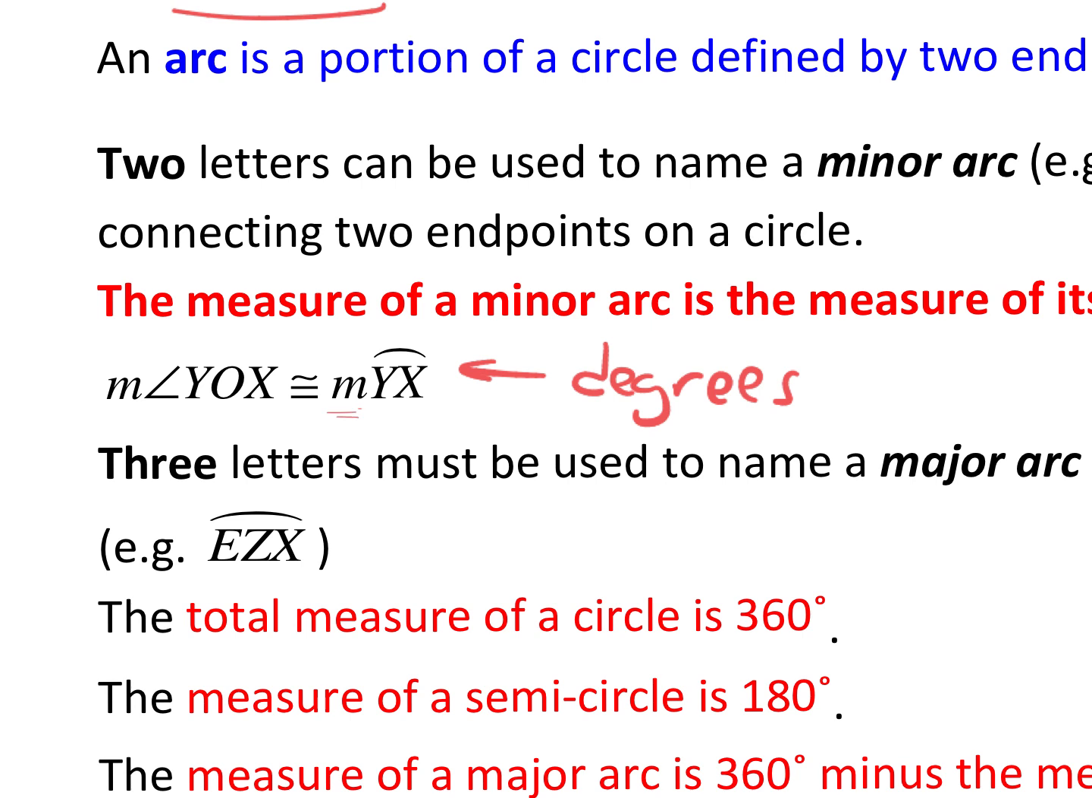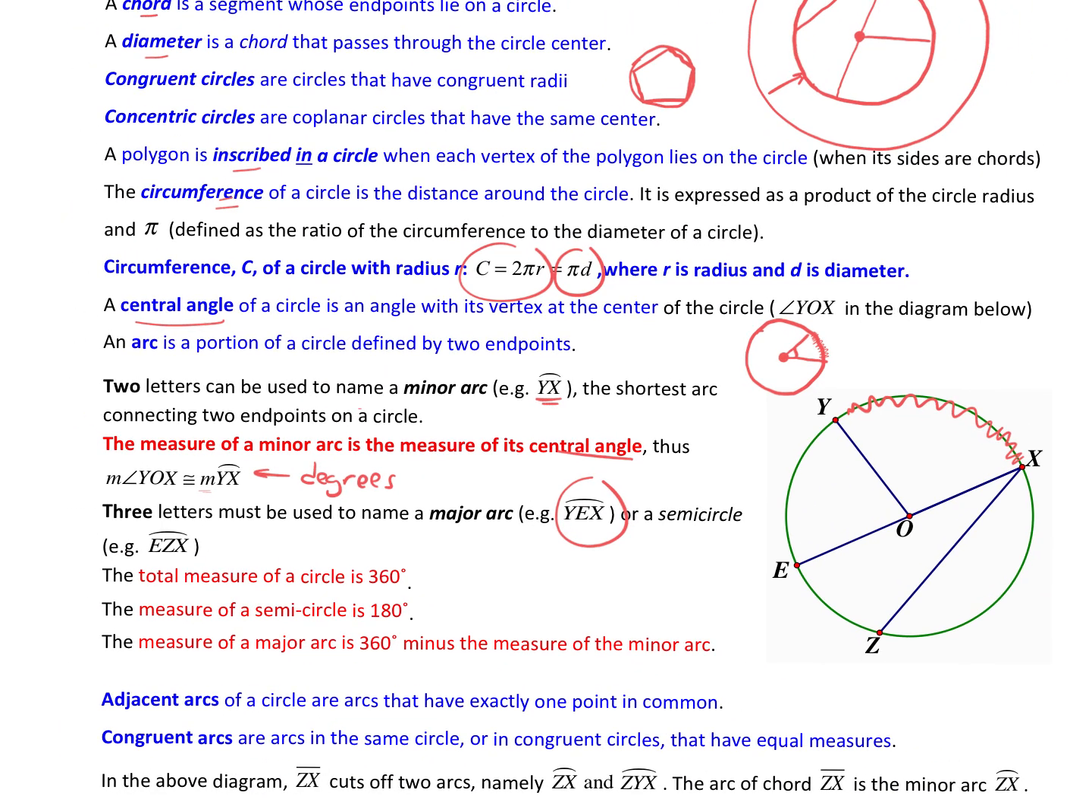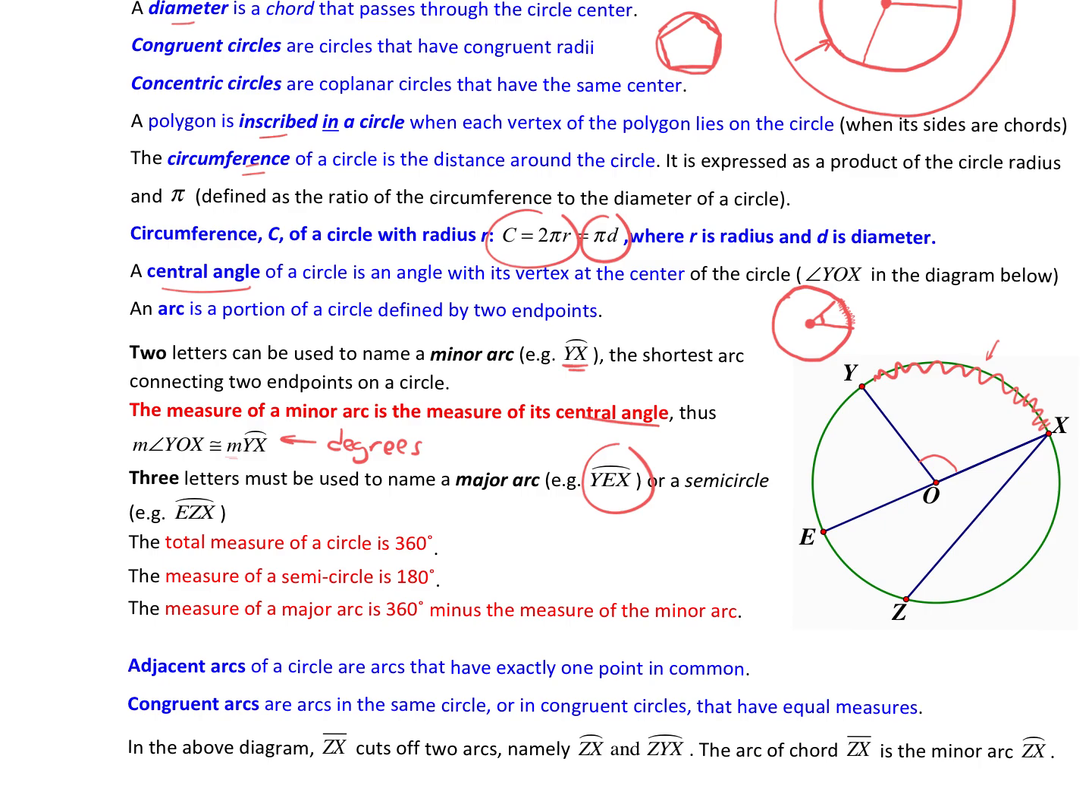I bring that up because later we're going to be talking about other ways to describe how big an arc is, and it may not be in degrees, it may be in centimeters or something. And the degree of this arc right here is the same as the degree of that angle in there. So that's how arc measures work.